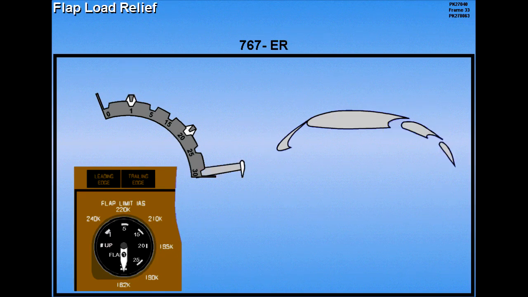On the ER, selecting flaps 25 or 30 arms the flap load relief system. If the selected flap's airspeed is exceeded, the flaps automatically retract to the 20 position. The position indicator shows this movement, but the flap lever does not move. The flaps will extend back to the selected position when the airspeed is reduced below the flap limit speed.